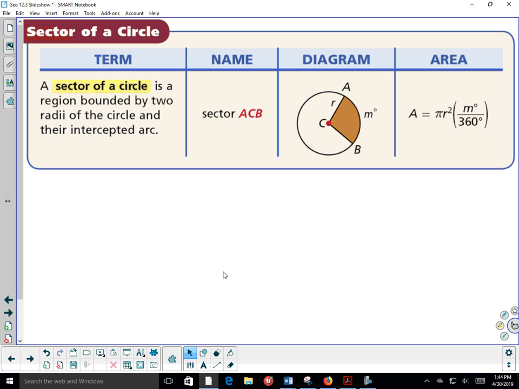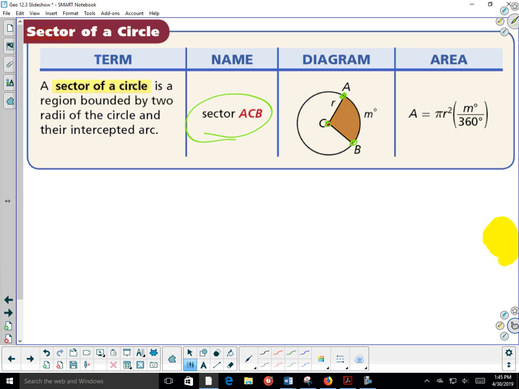So a sector of a circle, in this case, if I color this in a little bit here, it's already shaded, but we're talking about this region right here that is filled in. That's a portion of the entire circle. It's formed by two radii and the intercepted arc. If you notice, we would name the sector ACB. We name it with the two endpoints of the arc and the center of the circle. So we can call it sector ACB.